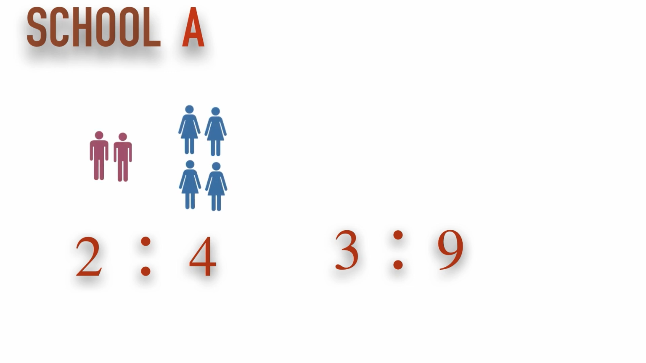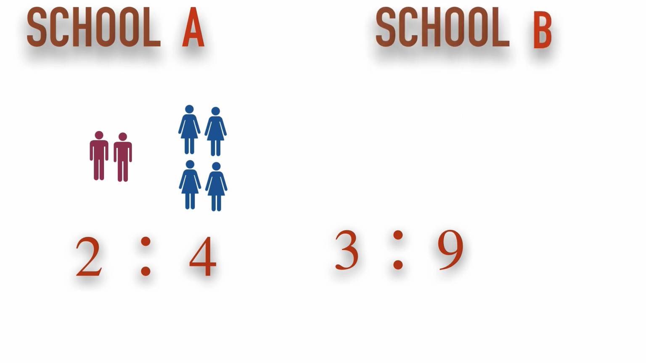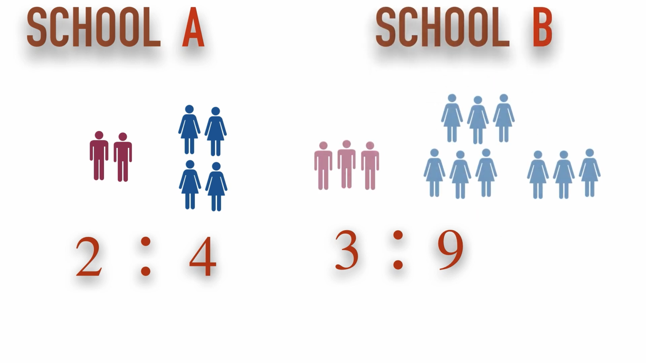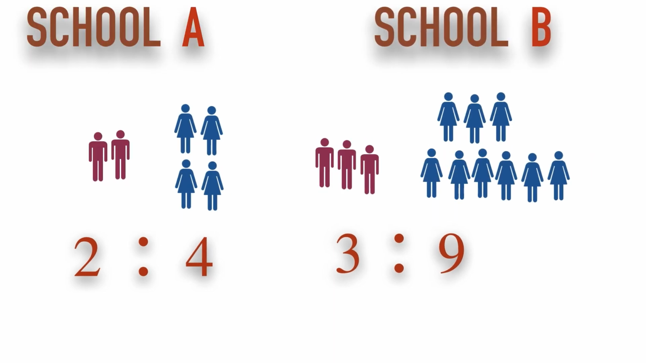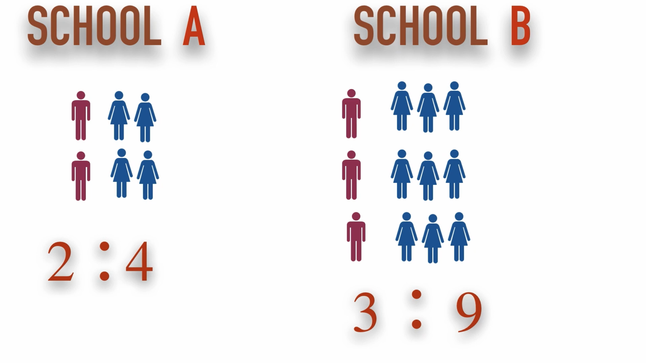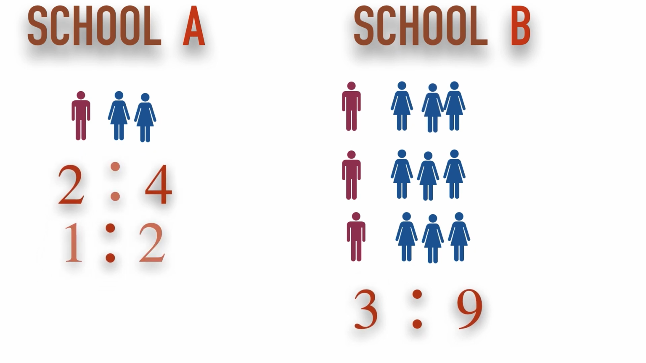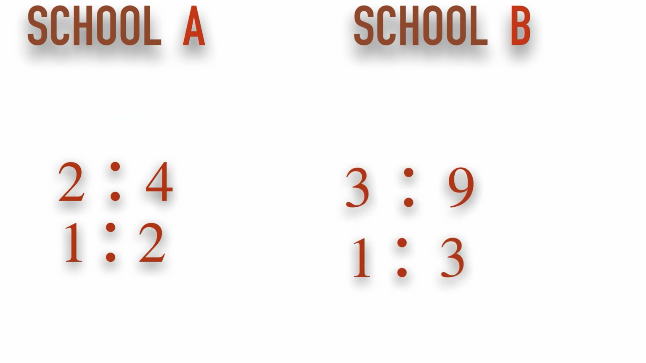For example, let's say in school A, the ratio of boys to girls is 2:4, and in school B, the ratio of boys to girls is 3:9. It's not possible to compare these two ratios in this form as they are comparing different amounts. However, we can compare them if we simplify them to unit ratios, as 2:4 in its simplest form is 1:2, and 3:9 in its simplest form is 1:3.